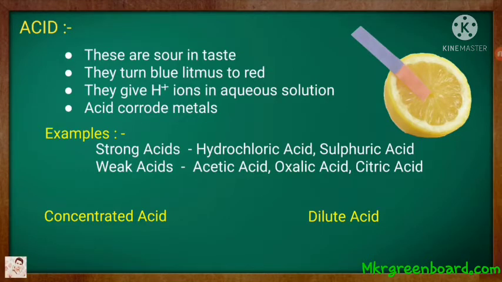Next example. Acids are divided into two types, strong acids and weak acids. Strong acid examples are hydrochloric acid and sulfuric acid. Weak acid examples are acetic acid, oxalic acid and citric acid. So it will ask for 2 to 3 marks: write the properties of acids with an example.